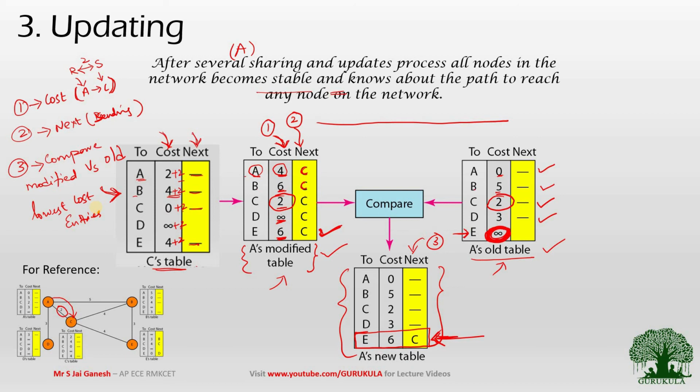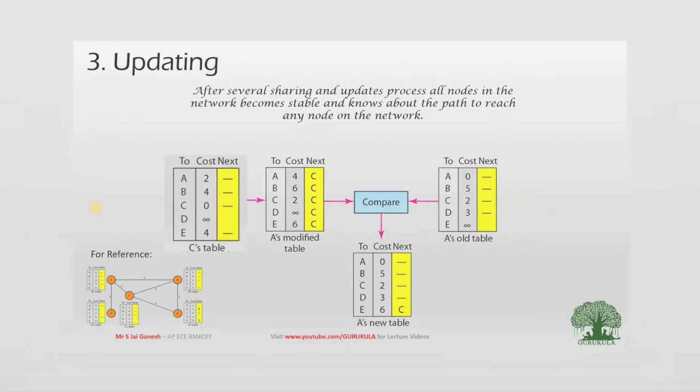And several sharings will happen. We cannot say that this is the only sharing that is available. Once A has updated its table, it is going to share its table again with B, C and D. Similarly, if B updates its table, it will send its updated table to A, C and E. Likewise, several sharings will happen between each and every node available in the network.